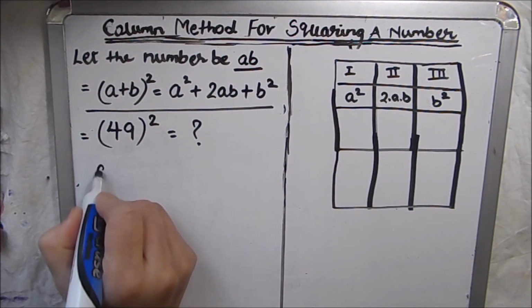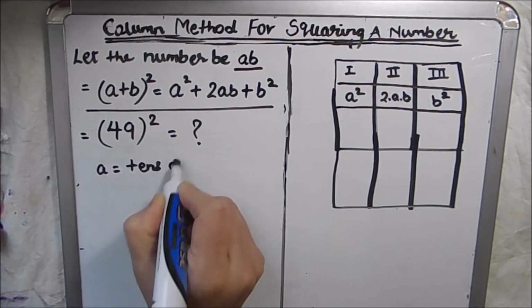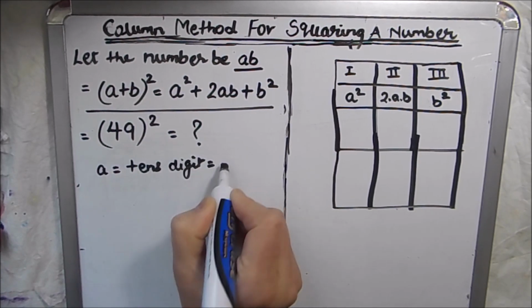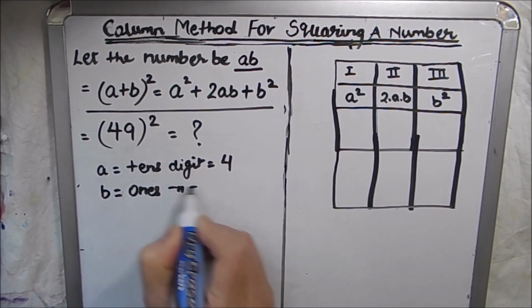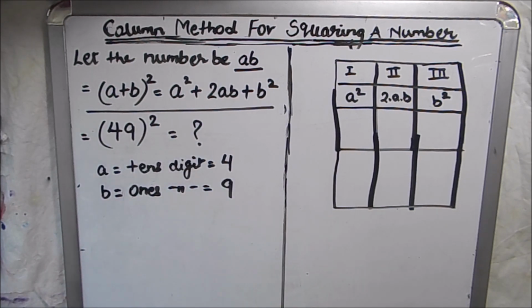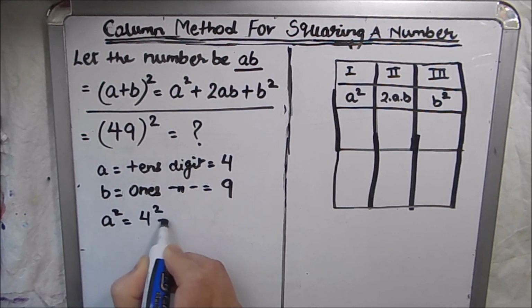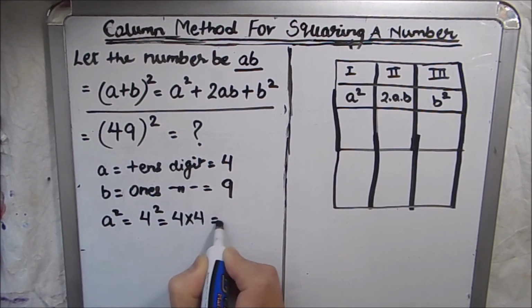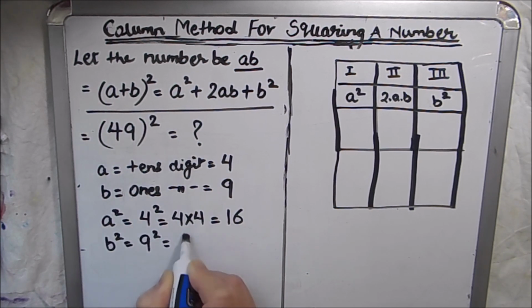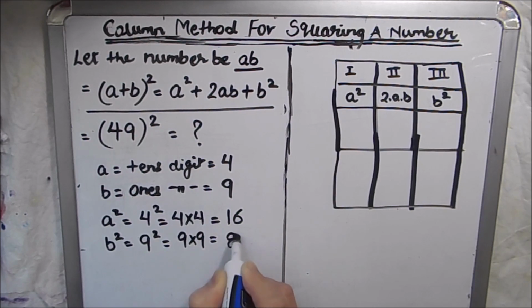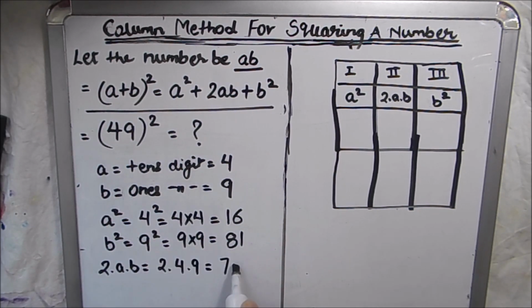So here a will be the tens digit, which is 4, and b is the ones digit, so b is 9. So our a² will be 4², which is 4 times 4, which is 16. b² is 9², which is 9 times 9, it's 81. And 2 times a times b is 72.